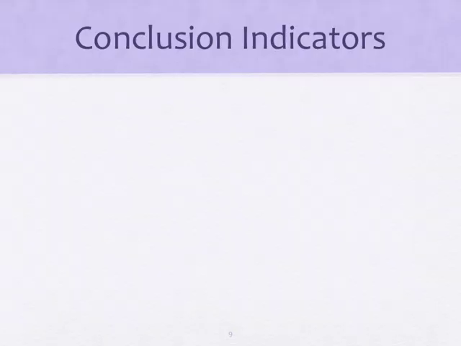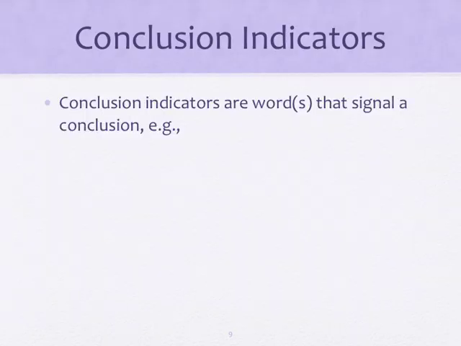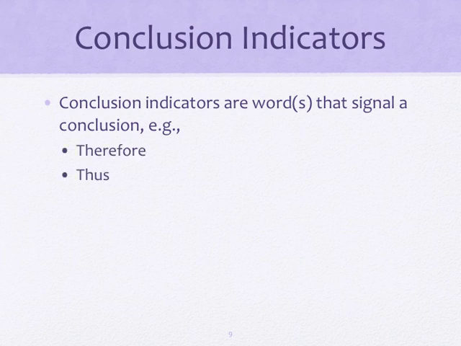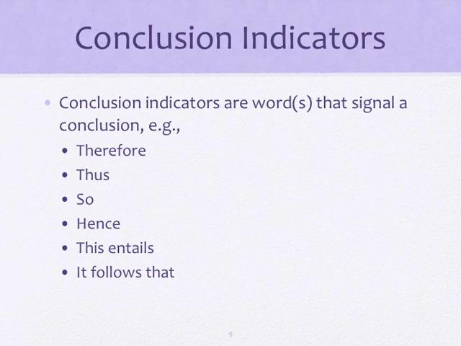And then here are some words that indicate or signal that a conclusion is nearby. Therefore and thus, we saw those. So is another common one. Hence: I live in Gilroy, hence I live in California. Jane lives in Florida. This entails that she has seen a Florida license plate. I live in Gilroy. It follows that I live in California, and this implies.